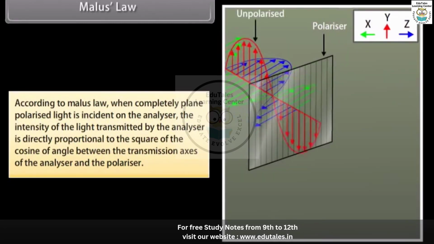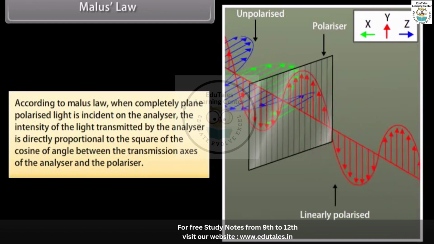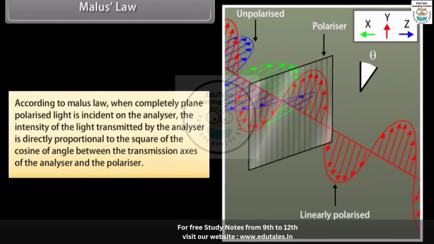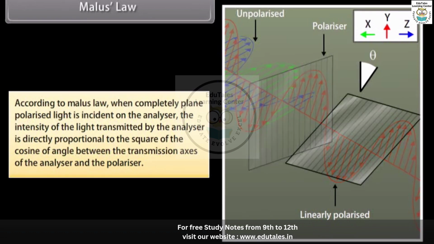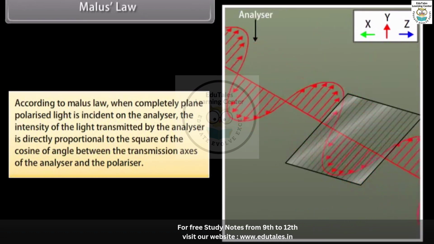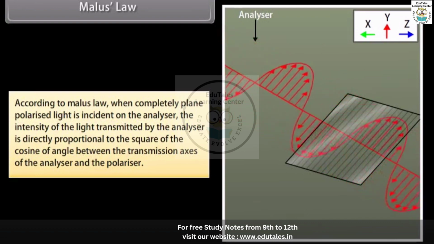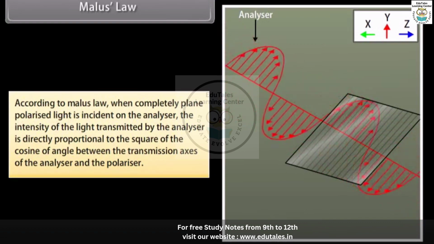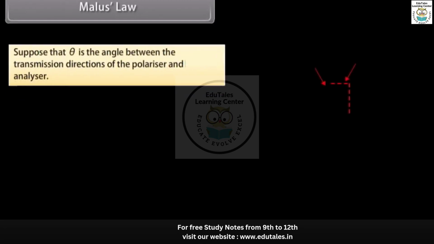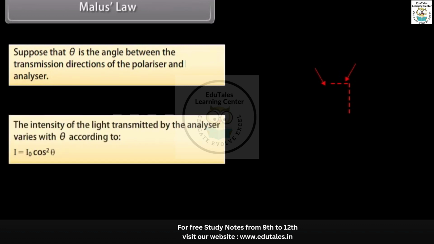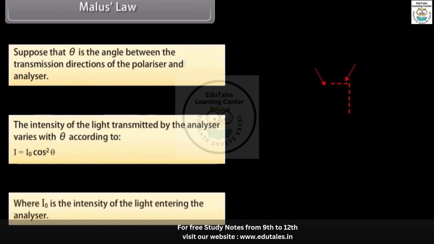According to Malus' Law, when completely plane polarized light is incident on the analyzer, the intensity of the light transmitted by the analyzer is directly proportional to the square of the cosine of the angle between the transmission axes of the analyzer and the polarizer. Suppose that theta is the angle between the transmission directions of the polarizer and analyzer. The intensity of the light transmitted by the analyzer varies with theta according to I equals I naught cos square theta, where I naught is the intensity of the light entering the analyzer.